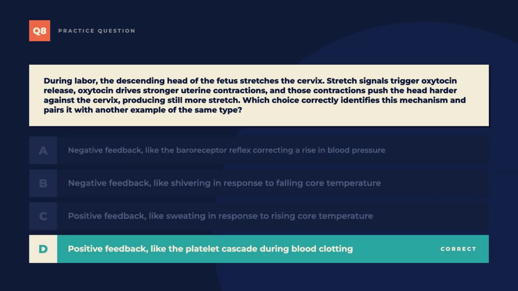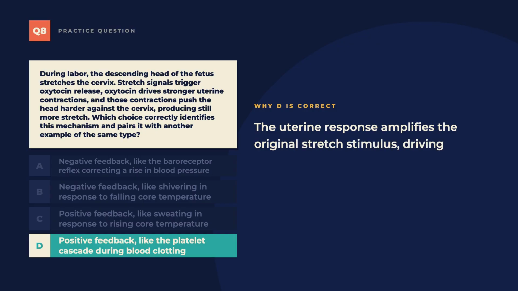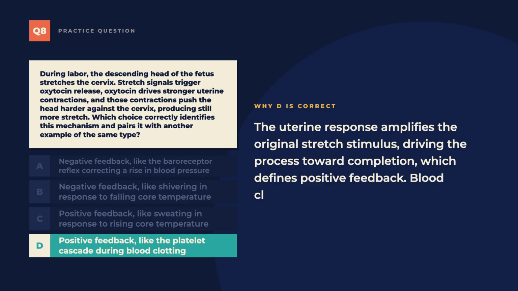The correct answer is D. Positive feedback, like the platelet cascade during blood clotting. D is correct because the uterine response amplifies the original stretch stimulus, driving the process toward completion, which defines positive feedback. Blood clotting works the same way, as activated platelets release chemicals that recruit still more platelets.